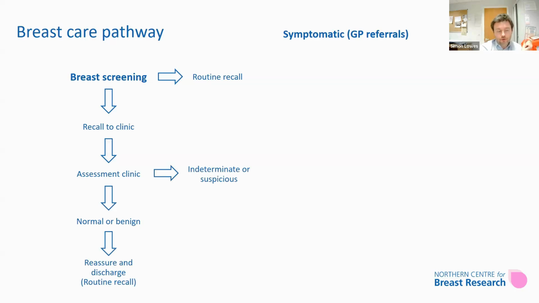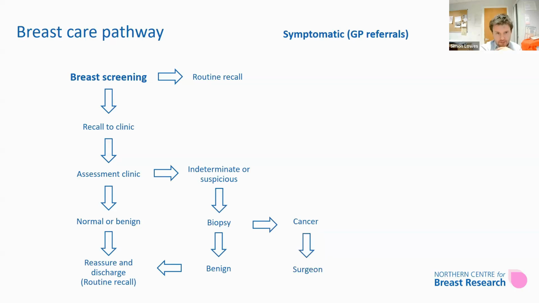If there are indeterminate or suspicious findings, we then proceed to a biopsy, and that can be done one of two ways, either using ultrasound to guide us if the abnormality is visible on the ultrasound, or if it's only visible on the mammograms, then we can do a mammographic or stereotactic guided biopsy. And there are two outcomes of this: either it's benign, in which case we can reassure the patient and they can be discharged, or it turns out to be a malignancy, in which case we refer the patient to a breast surgeon.